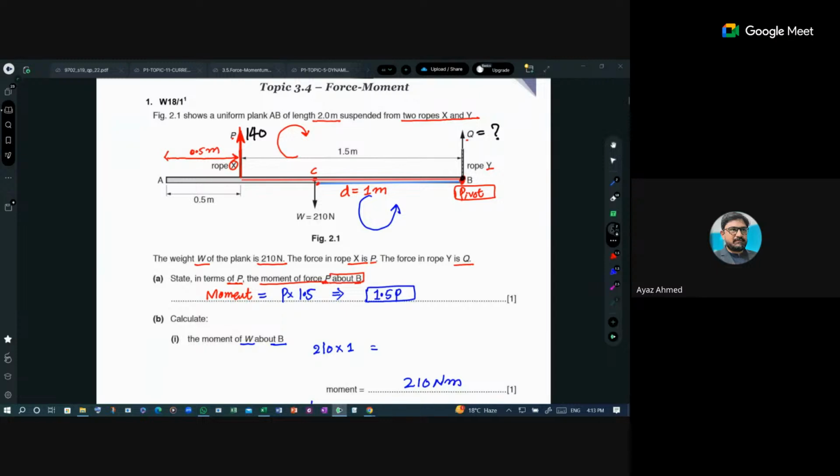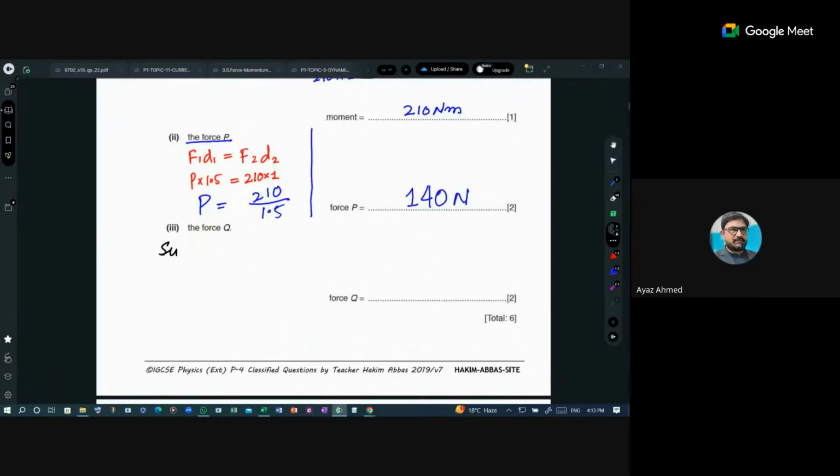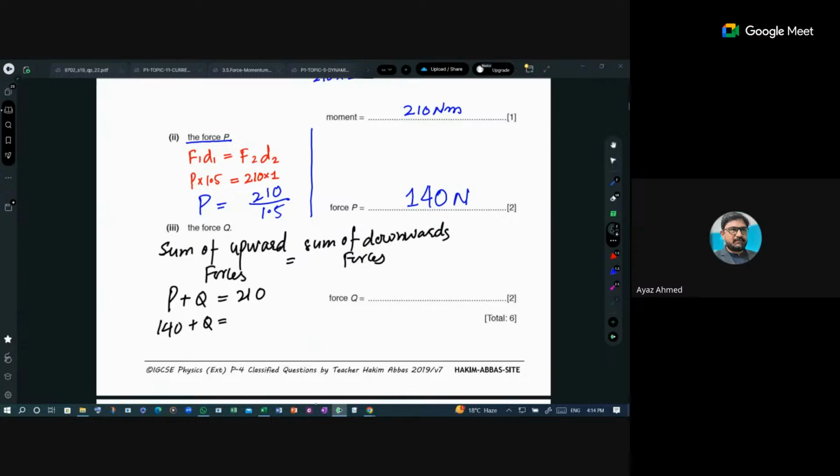If an object is in equilibrium, can you say that the sum of upward forces should be equal to the sum of downward forces? Yes. So you can say that upward is P plus Q and downward is 210. So P is 140, plus Q is equal to 210. It means Q is equal to 210 minus 140. So it would give you 70 Newton. Am I right? Yes, sir.